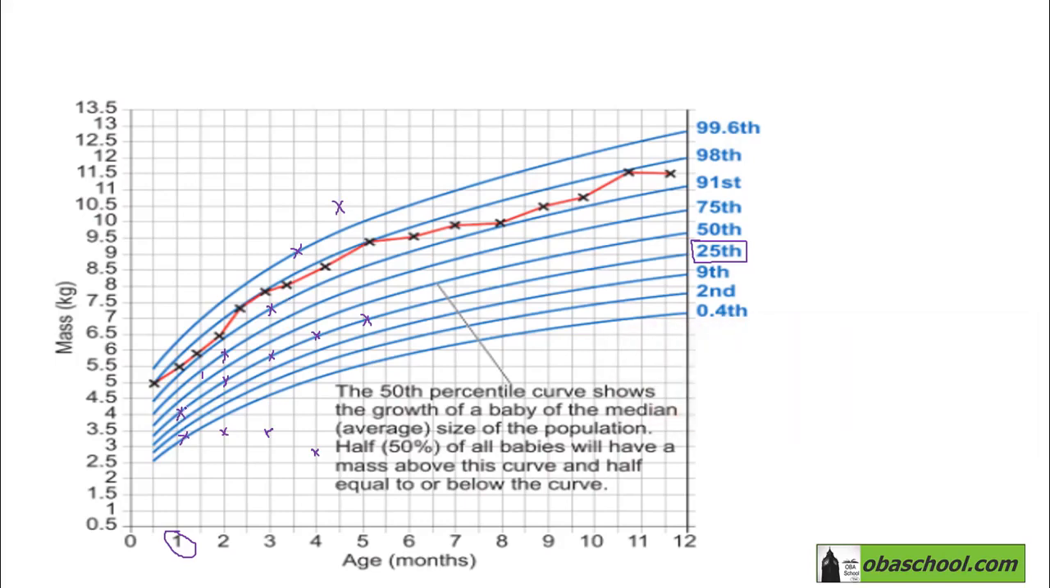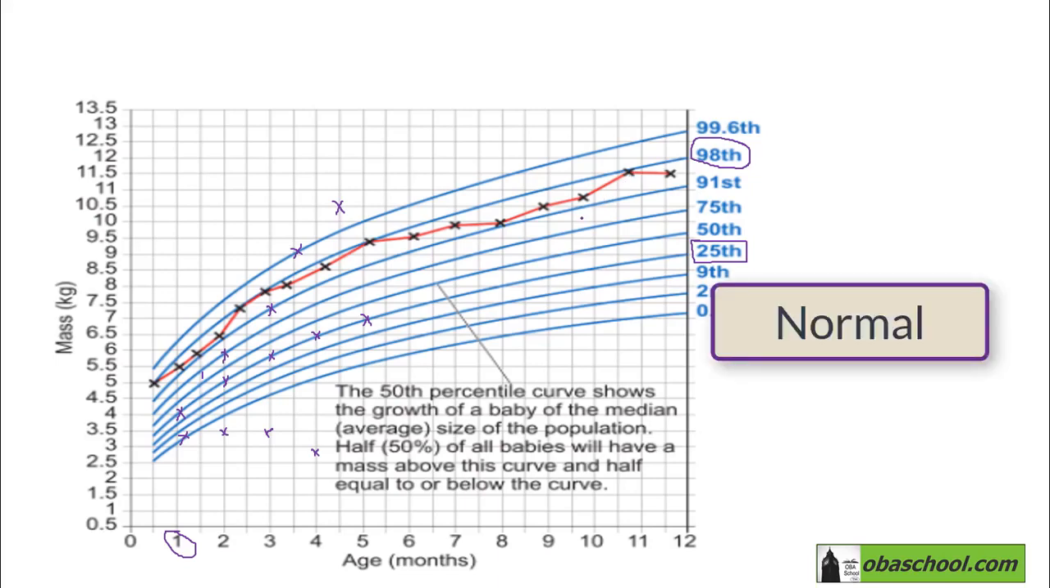So for the baby to have a normal growth rate, the baby should fluctuate around the same band or curve. Have a look at this red line. This red line represents the growth rate of a normal baby fluctuating almost around the 98th band or curve. So the growth of this baby is considered normal.